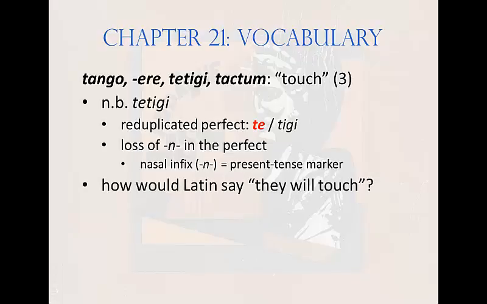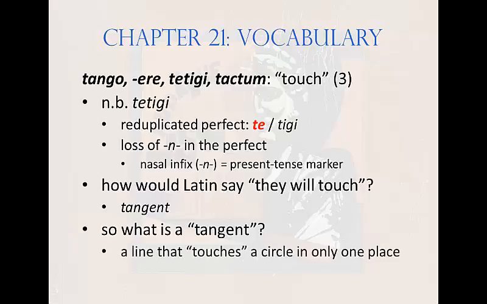How would Latin say, they will touch? Think about it for a second. This is third conjugation. How does third conjugation form its future? That's right, with e. So the answer is tangent. Tangent? Like tangent? So what is a tangent? Of course, it's a line that touches a circle in only one place.